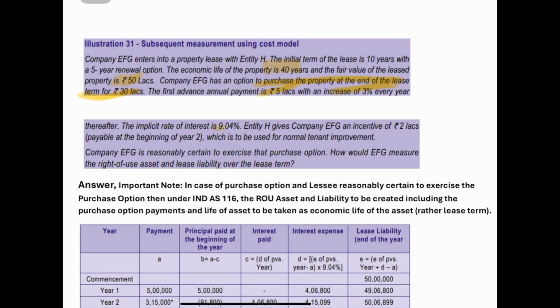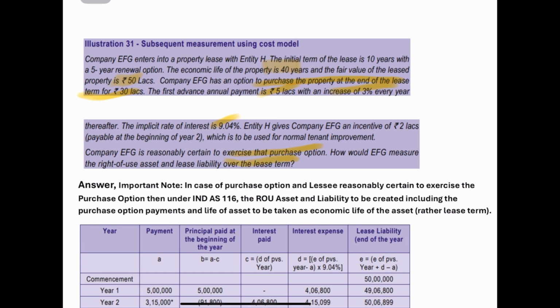The implicit rate of interest is 9.04%, and entity H gives company EFG an incentive of rupees 2 lakh payable at the beginning of year 2, which is to be used for normal tenant improvement. Okay, and company EFG is reasonably certain to exercise the purchase option. So now how would EFG measure the right-of-use asset and liability over the lease term?